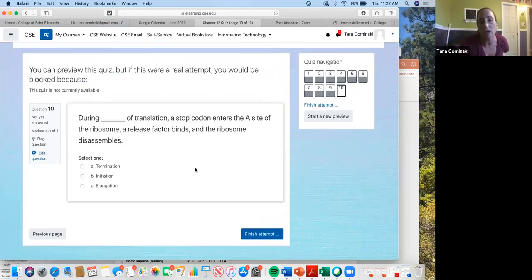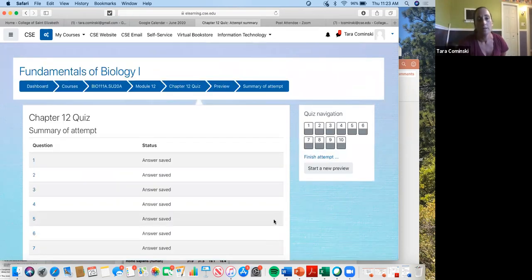During blank of translation, a stop codon enters the A site of the ribosome. A release factor binds. I just talked about this not that long ago. And that ribosome disassembles. That is termination. And so that is it.